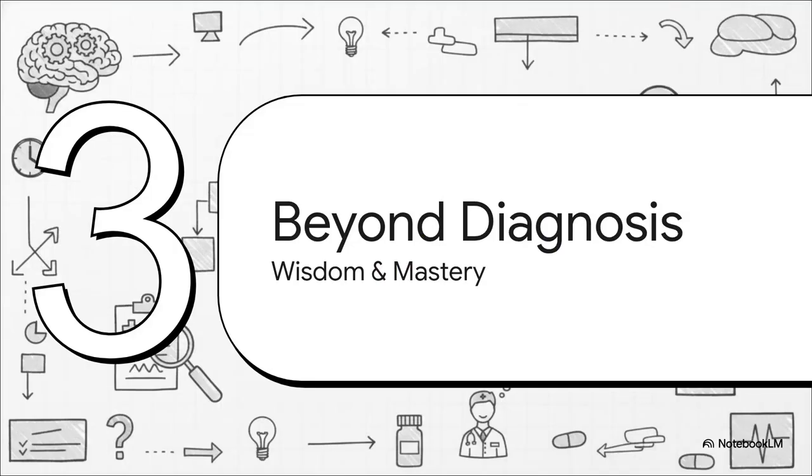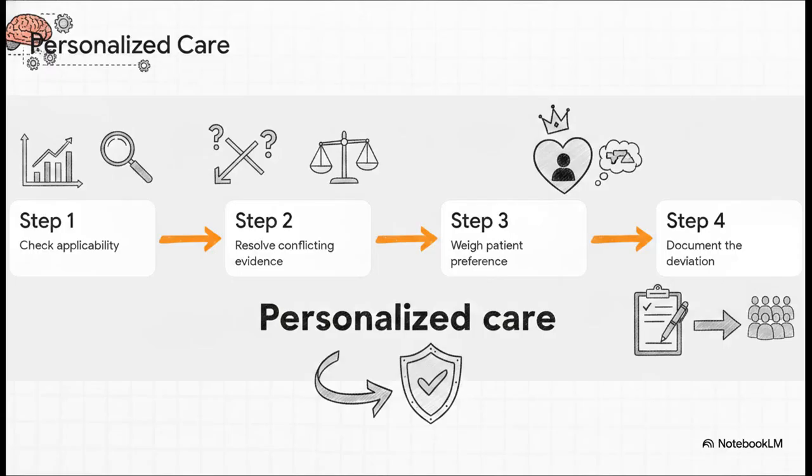Finally, we arrive at Section 5, Beyond Single Diagnoses, Wisdom and Mastery. This is where we look at how the absolute highest levels of clinical care layer deep personalization right on top of this rock-solid core loop. Lesson 12 outlines the exact process for precision medicine in 4 clear steps.